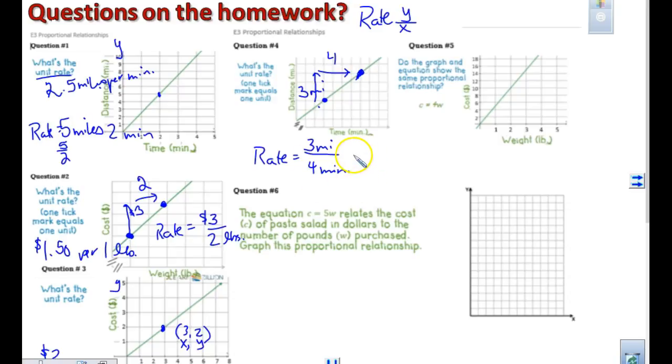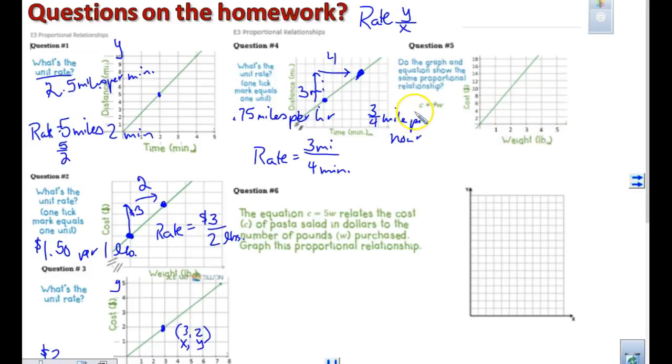Greta, how am I going to leave my answer for the unit rate? Okay. So I could have 0.75 miles per hour. Could I leave it as 3/4 of a mile per hour? Same thing, right? All right, Noah, we're looking at number 5.